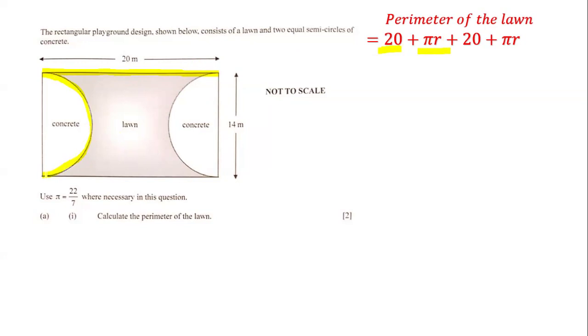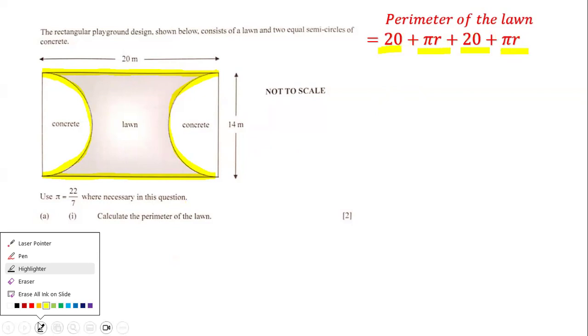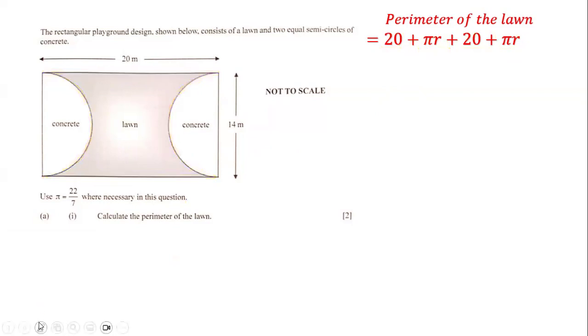Now we have another length here, which is 20 meters, because if this is 20 meters, this is also 20 meters, and so that's why we have 20 here. And then we have another curved portion of a semicircle right here. And the curved portion of a semicircle is given by the formula pi r, all right? And so this is what we're going to use in order to figure out the perimeter of the lawn. And so let me erase our link. And so what we have here is 20 plus pi r plus 20 plus pi r.